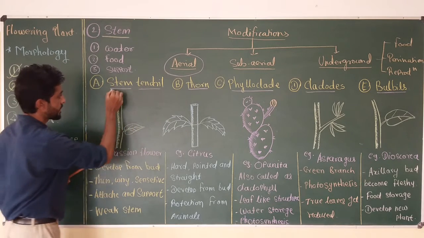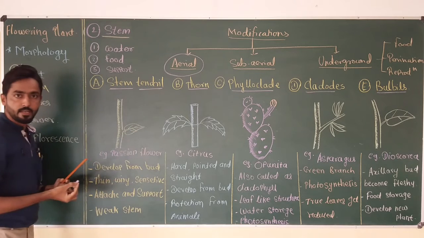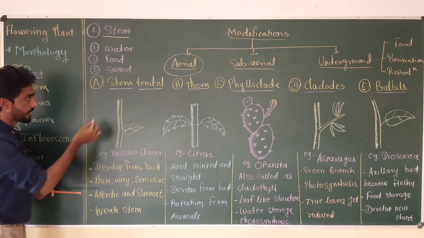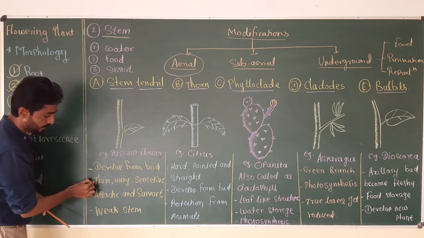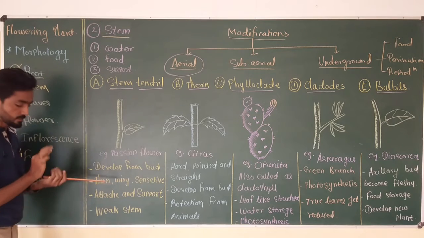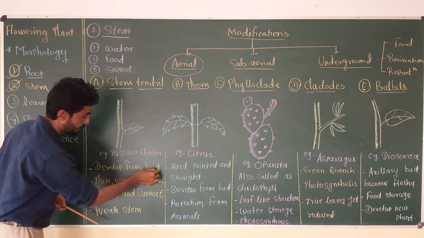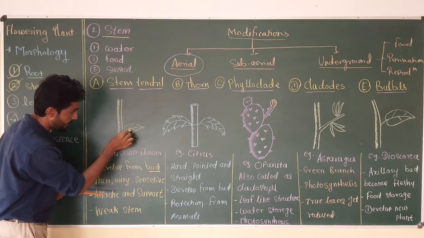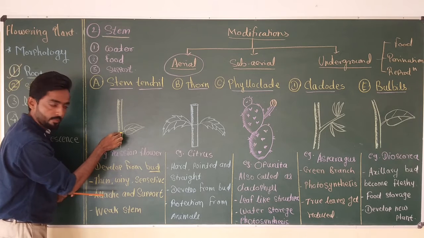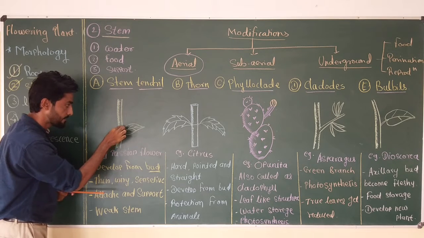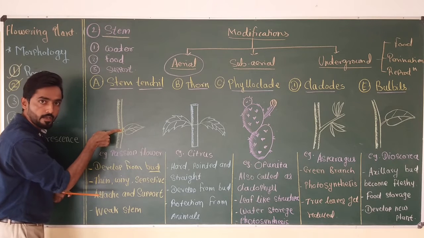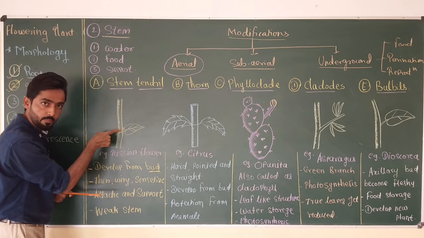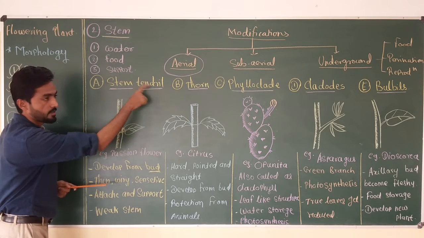So the first type is stem tendril. What is stem tendril? It is a type of modification observed in the plant, and in this type of modification, thin, wiry, sensitive structures are produced from the buds. Which buds? Axillary buds. We know that when any leaf is present on the node of the stem, a bud is present at the leaf base, and this type of bud is called an axillary bud because it is in the axil position. Okay, and this axillary bud is responsible for stem tendril production.